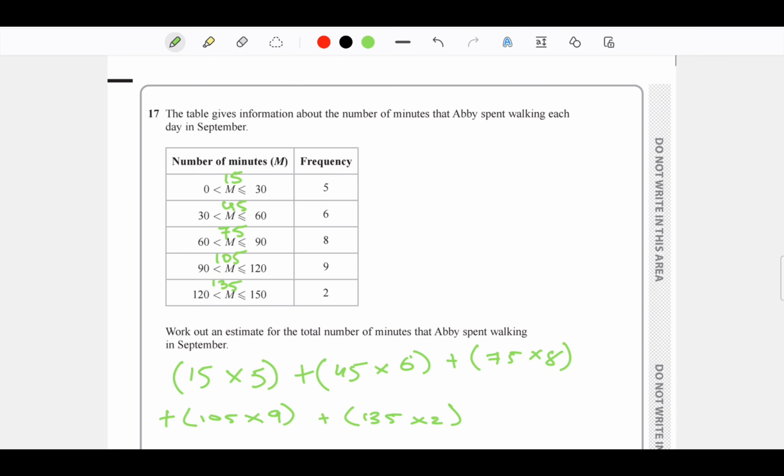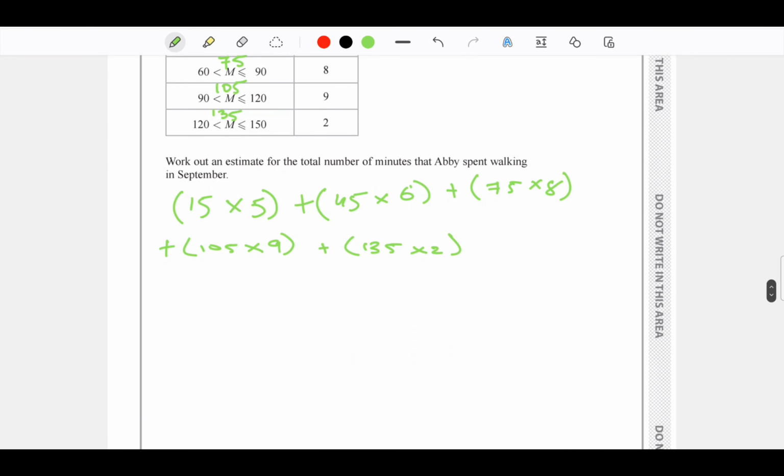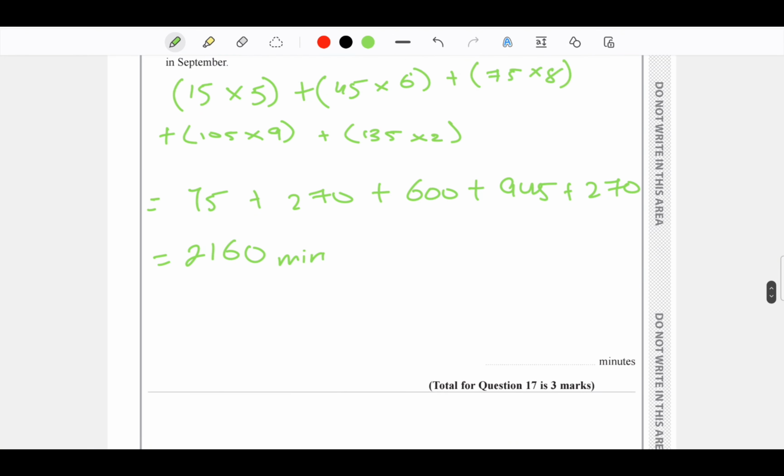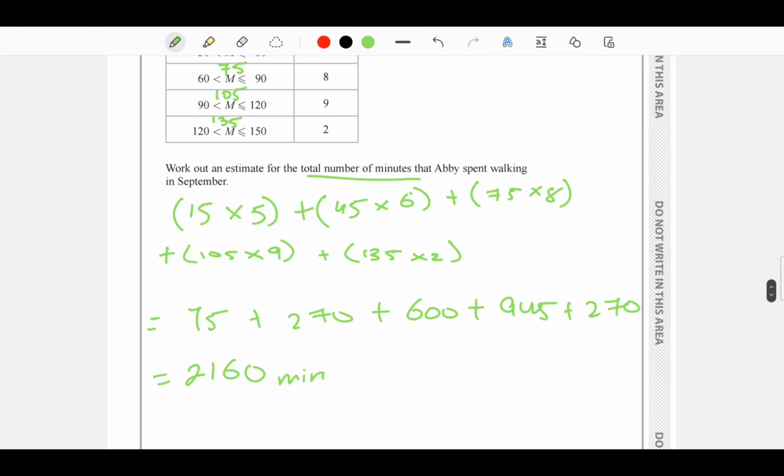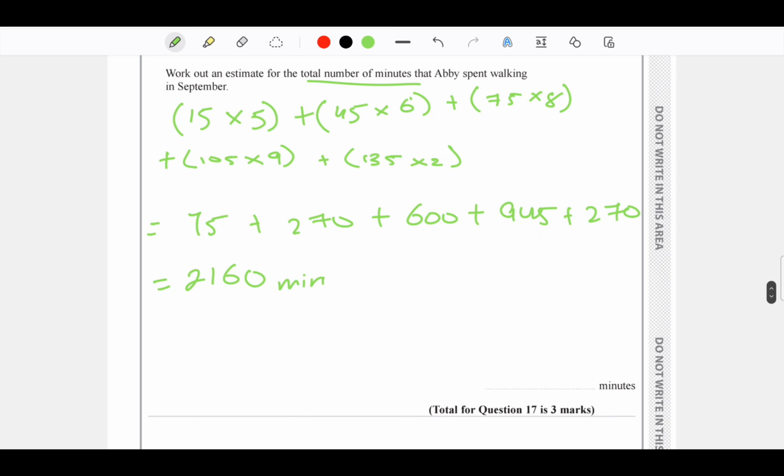and this is going to give us different sets of values, which are, let's just say, equal to 75 minutes, 270 minutes, 600 minutes, 945 minutes, 270 minutes, and all of this is going to equal 2160 minutes. Right, so that is the total number of minutes Abby spent walking, because it's an estimate.